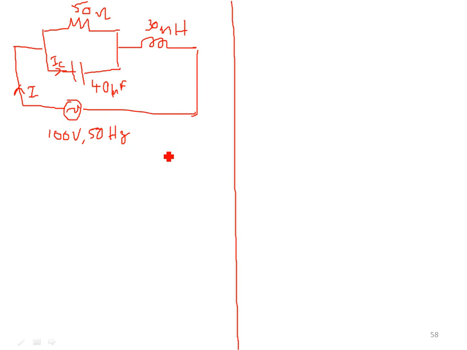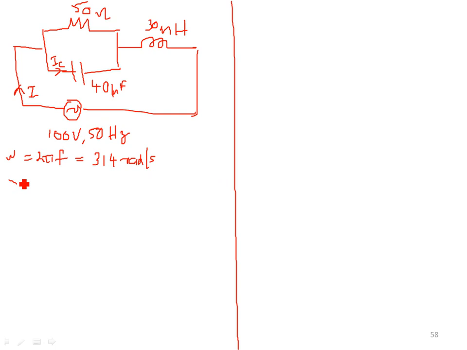Now, first case. You need to convert the capacitor and inductor into capacitive reactance and inductive reactance. First step is to find omega. Omega is 2 pi f. Frequency is 50, pi is 3.14. Therefore, omega is 2 into 50 into 3.14. So, it is 100 into 3.14. It is 314 radians per second.